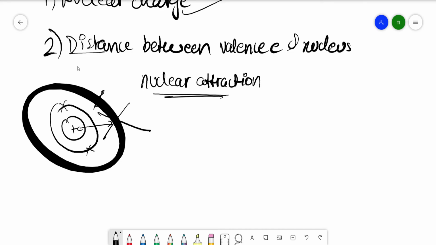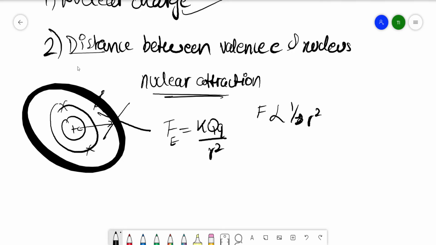Okay, and it follows the equation, which is Coulomb's law, Q by R squared. So you can see that the force of attraction, the electrostatic force, is inversely proportional to the radius, or the distance between them, squared. Now this is something you learn in physics. You don't really have to know this equation in chemistry, but it helps you understand.